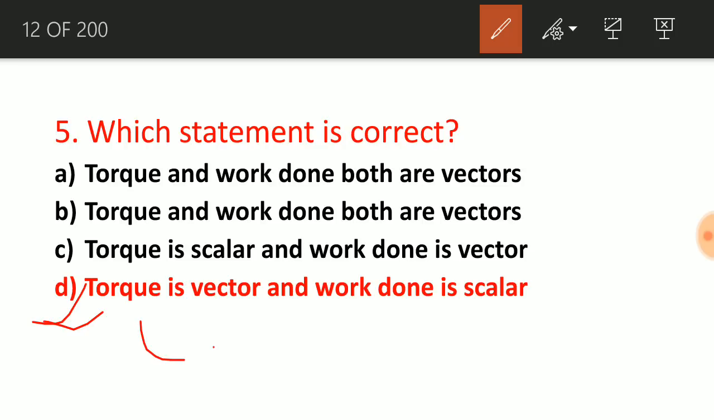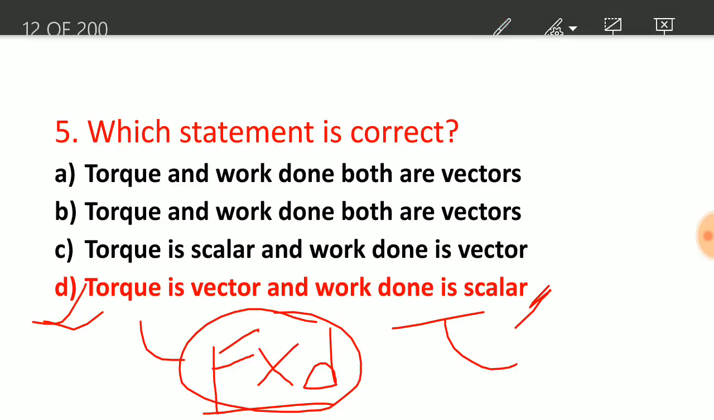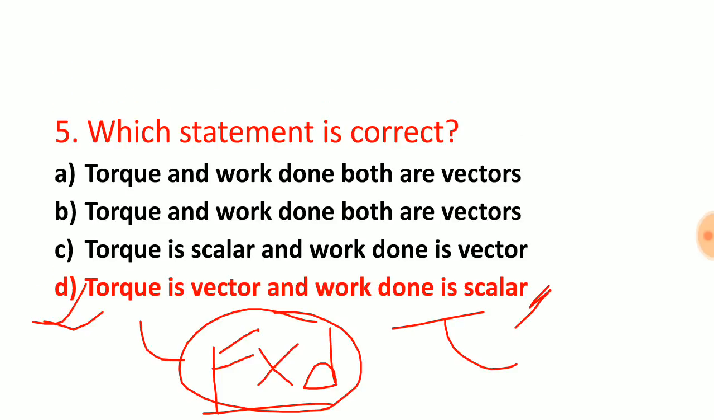In torque we take force and distance and their cross product. Cross product means vector product. In work done we do the same thing, force into distance, but we take the dot product here. Dot product means scalar quantity. So option choice D is the correct answer for question number 5.